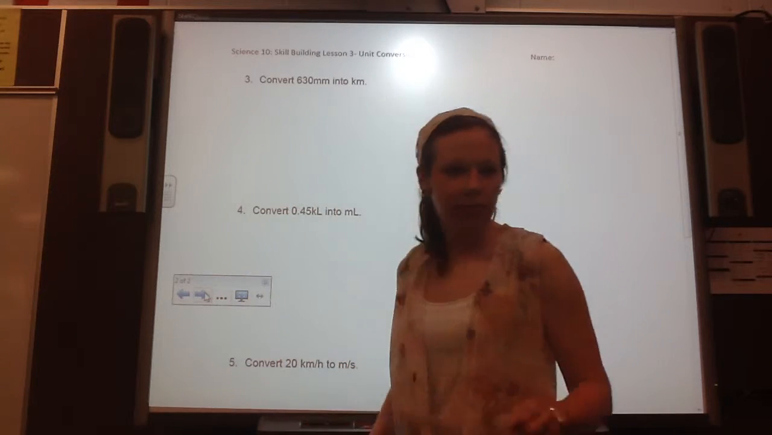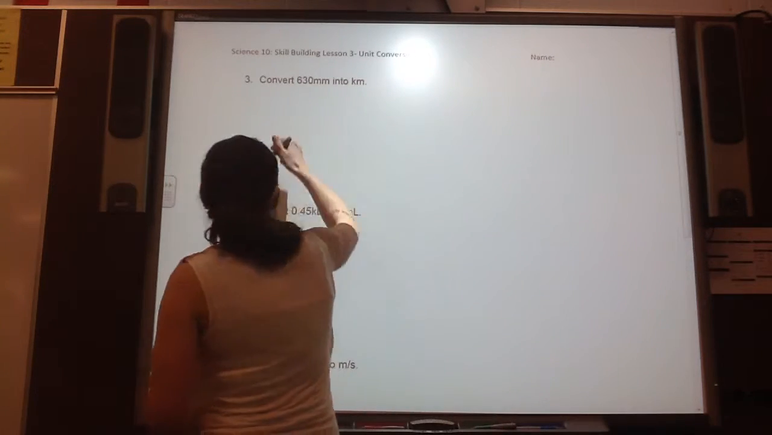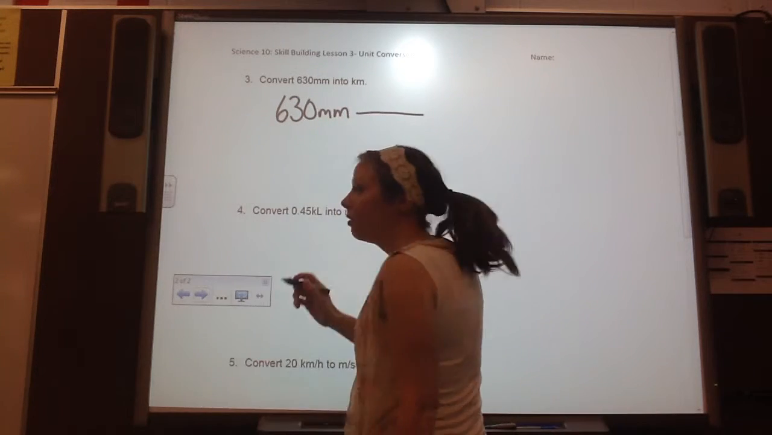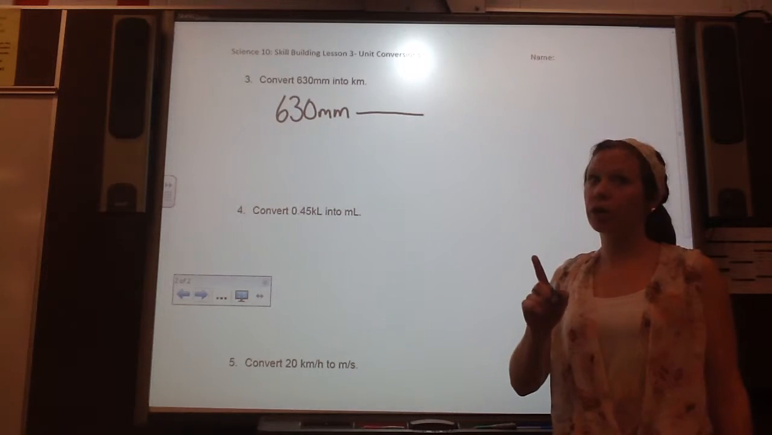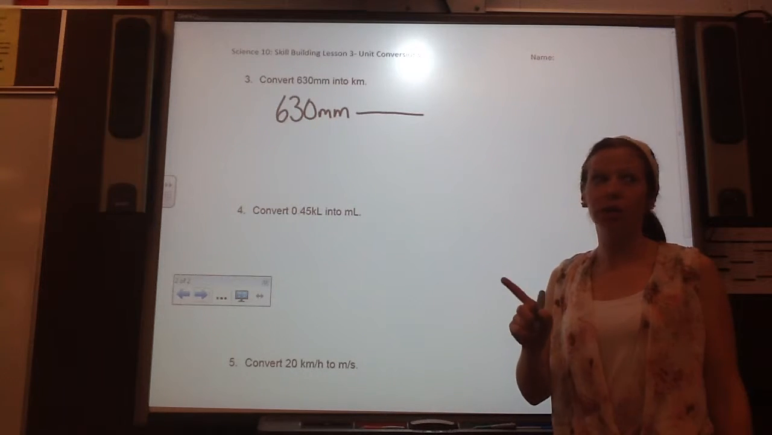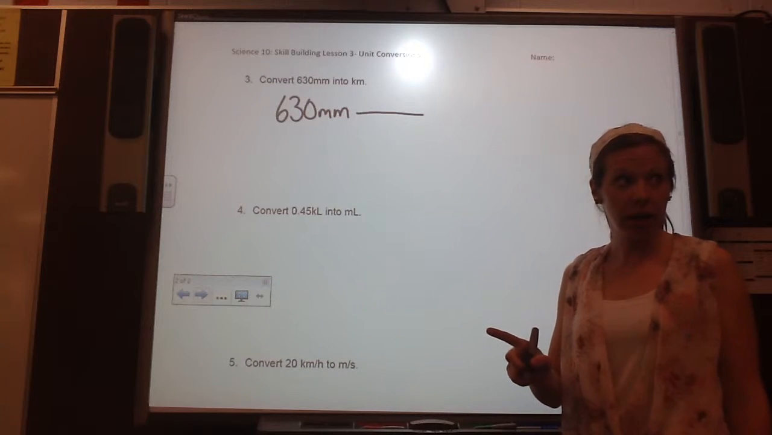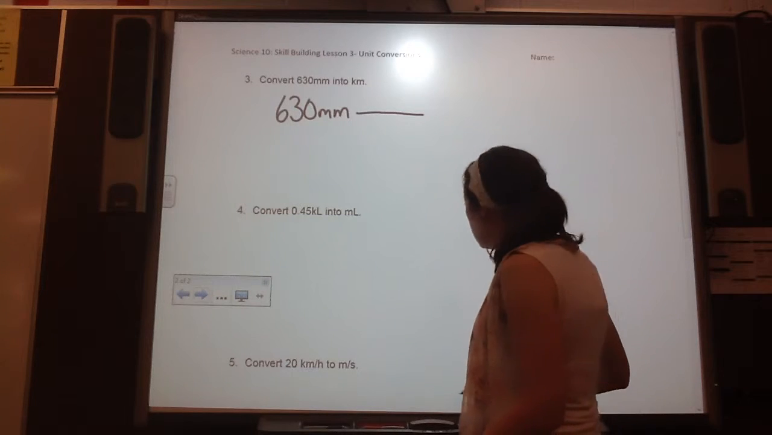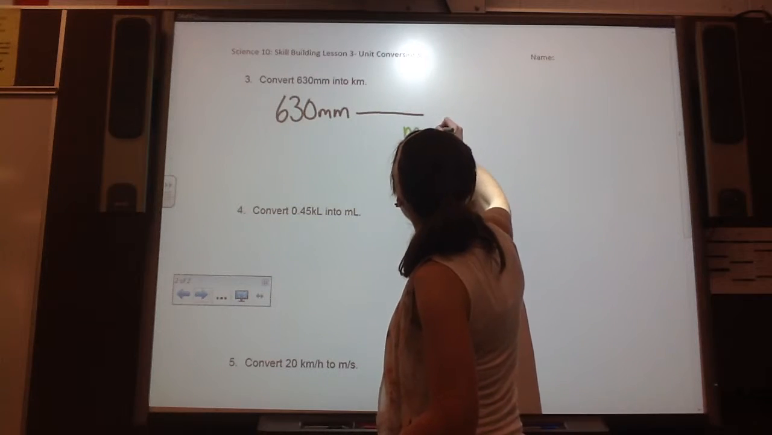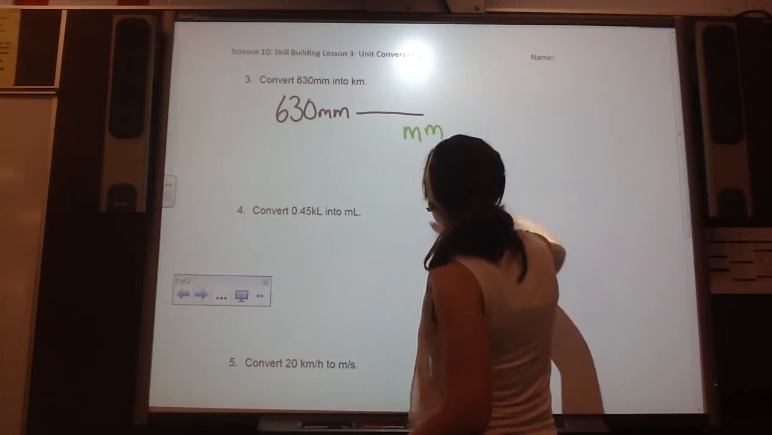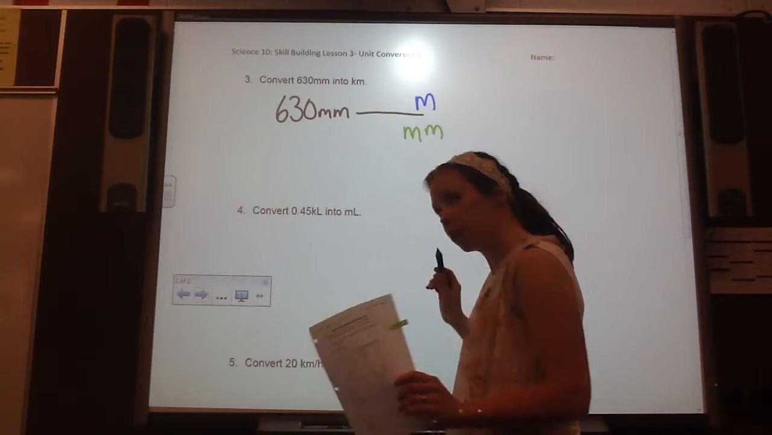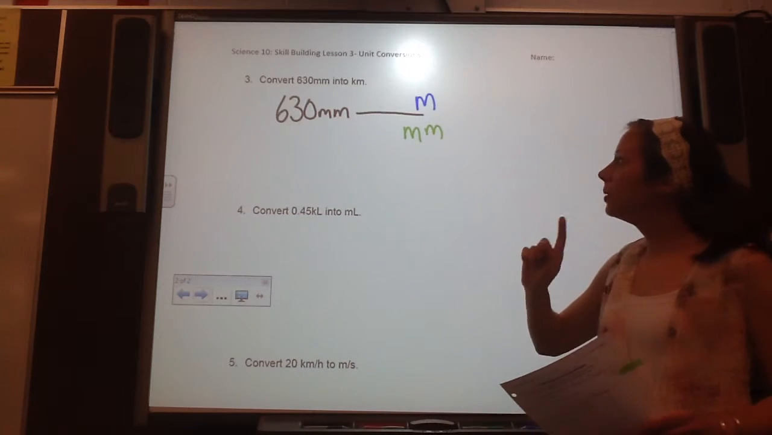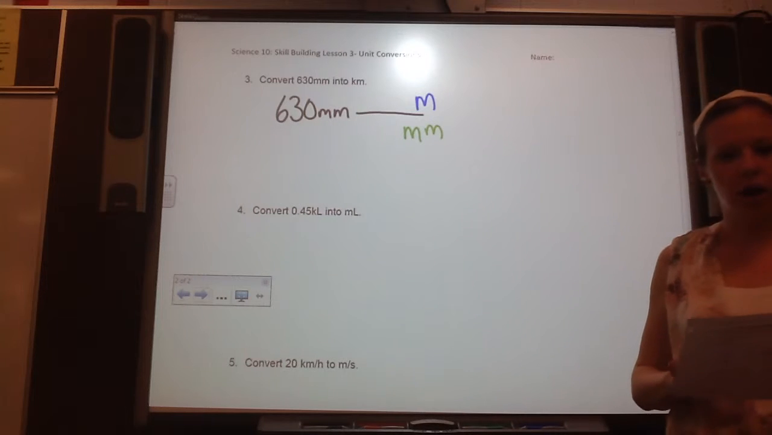So, I have 630 millimeters. I said for my first step, I can only go to meters, because I can only ever compare to the base unit. Can only ever compare to the base unit with this chart. So I want to get rid of millimeters, and I want to end with meters, just for a second, and I'll show you why. Okay, so how do millimeters and meters compare on our chart?